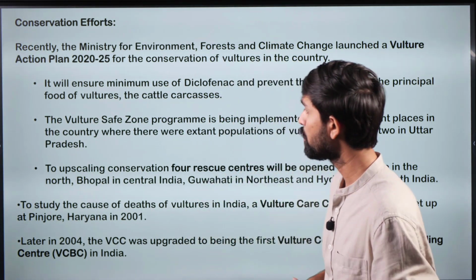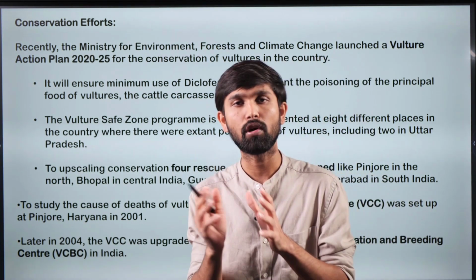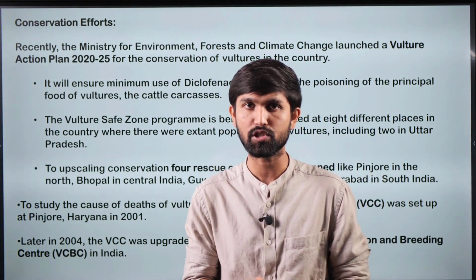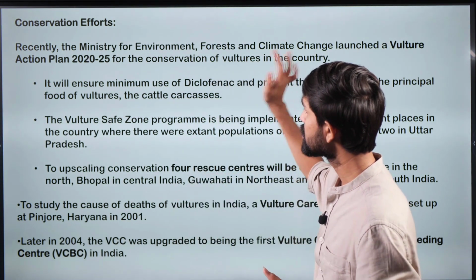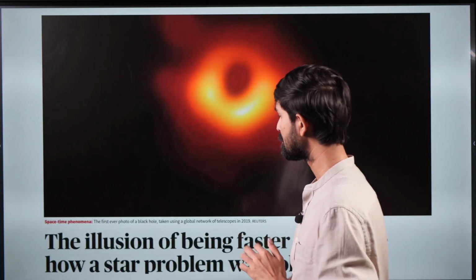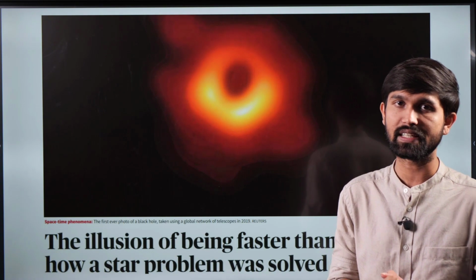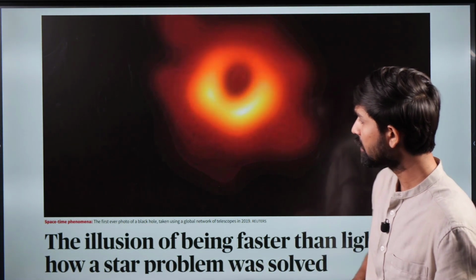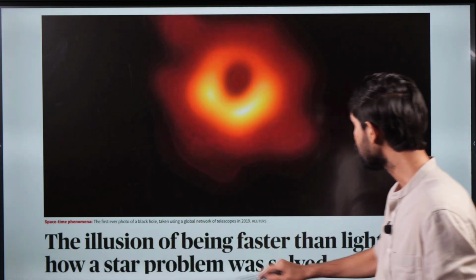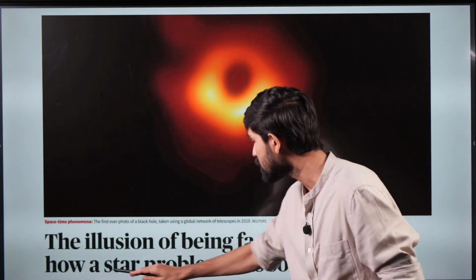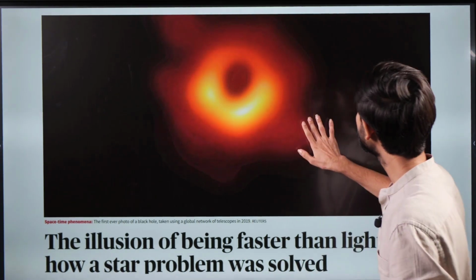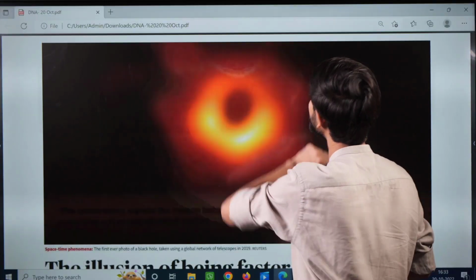So these are some of the points with respect to the conservation of vultures and the points which are important from the examination point of view. So with this, let's move on to our next article for the day. This article appeared in yesterday's newspaper and we couldn't take it up yesterday, so we'll take it up today. It reads, "The illusion of being faster than light, how a star problem was solved." Now, to understand this article, let's first take a look at this video.